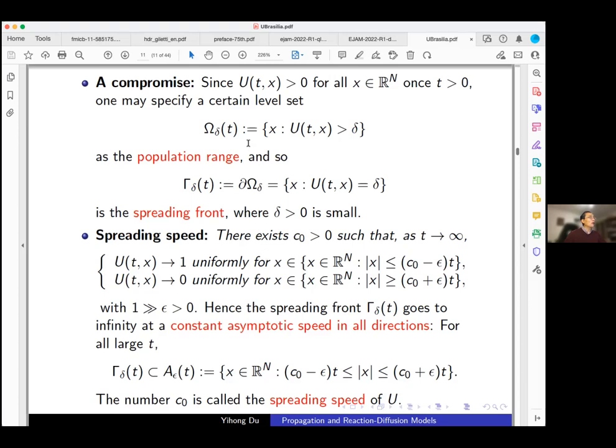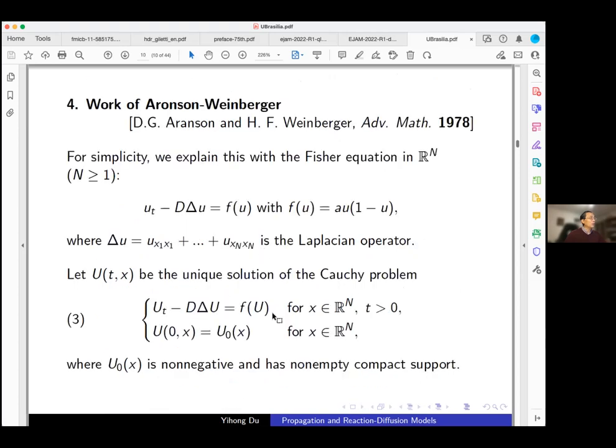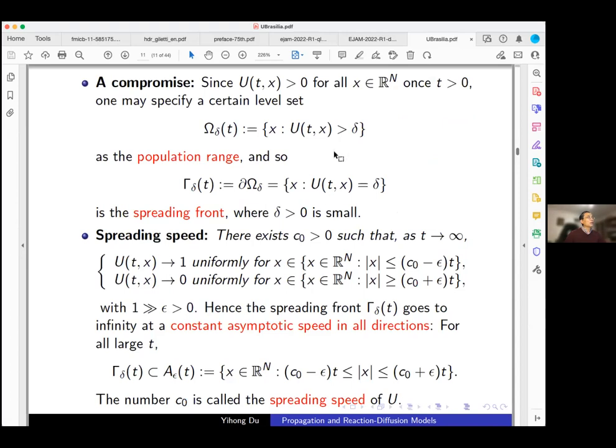And now, if we try to understand the population range, well, at time equals 0, the population range is where the supporting set is for the initial function. It's a bounded set. Unfortunately, for this model, and because of the maximum principle, when t is positive, the set of x where the solution is positive is the entire space. So therefore, you cannot say that the population range immediately becomes the entire space.